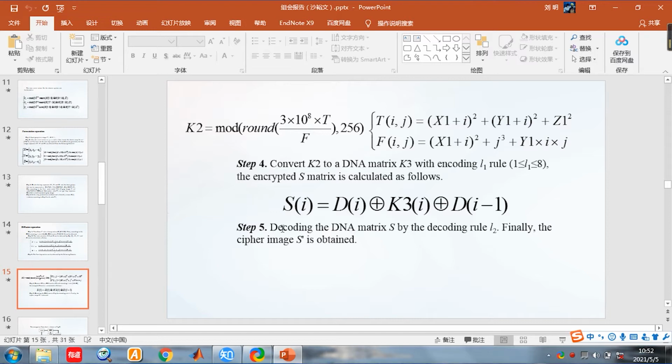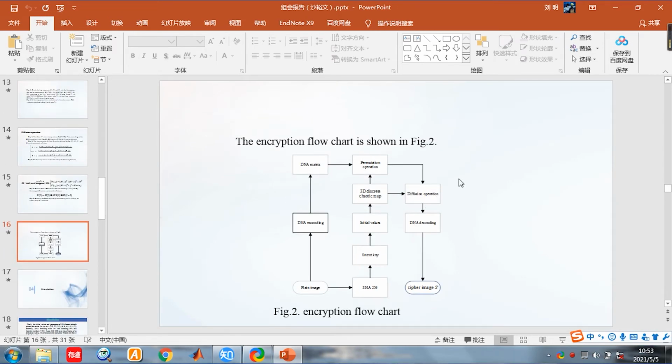Step 4. Decode the DNA matrix S by decoding rule L2. Finally, the cipher image is obtained. The encryption flowchart is shown in Figure 2. Plain image, SHA function, security key, DNA encoding, DNA matrix permutation, diffusion operation, DNA decoding. Finally, the cipher image is obtained.